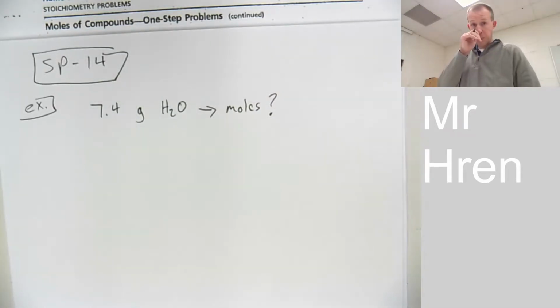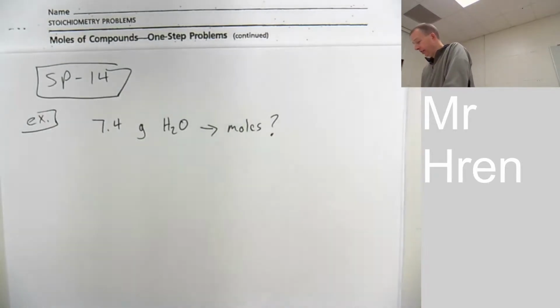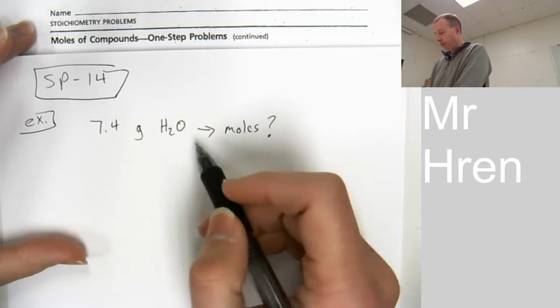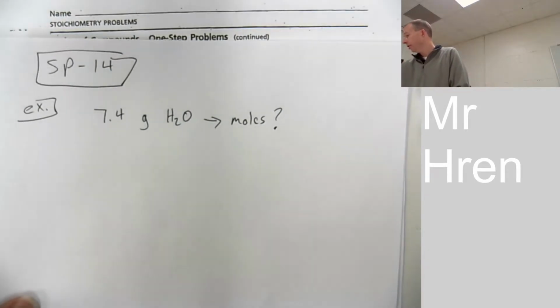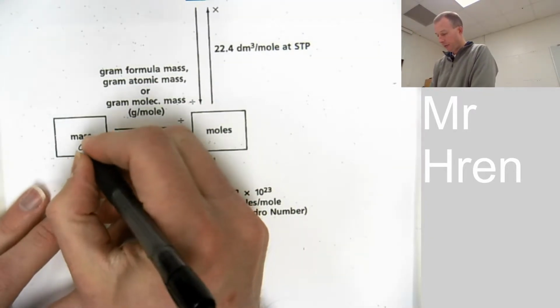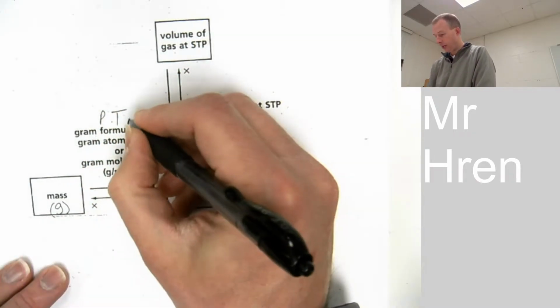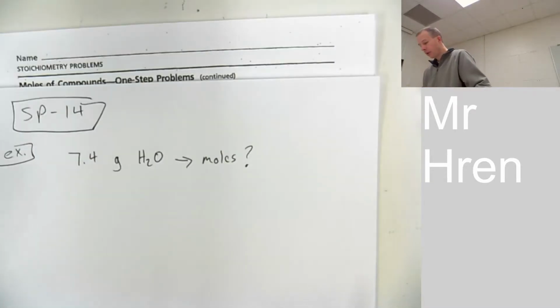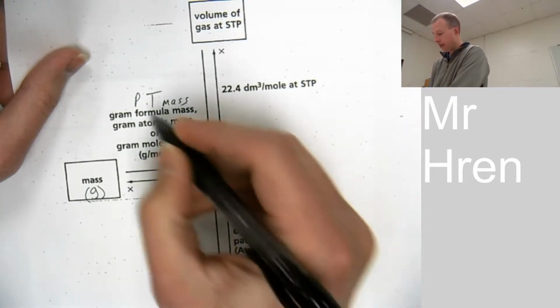Well, it's reasonably straightforward, but the way you're going to handle this, you've got 7.4 grams of H2O and you're converting to moles. Let's look at our chart. Remember, grams is right here. This is the periodic table mass. So we're going from grams to moles, and we're going to divide by the periodic table mass.